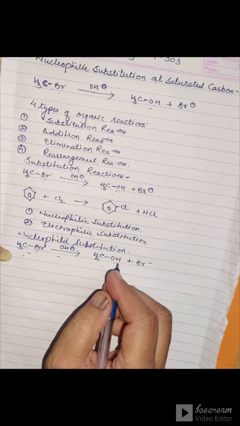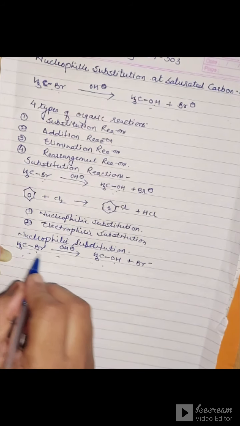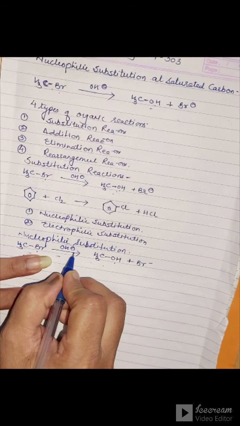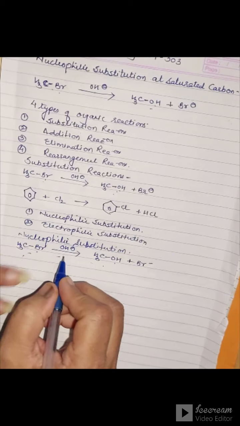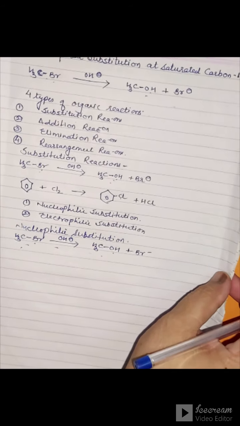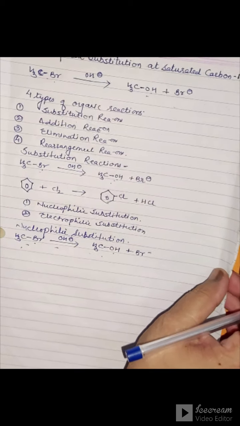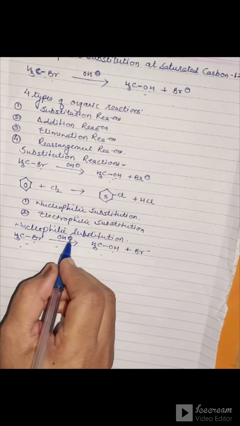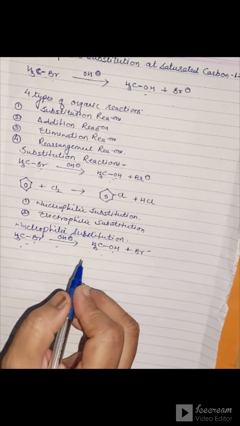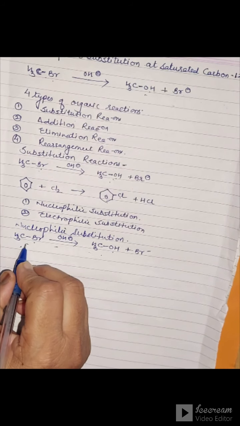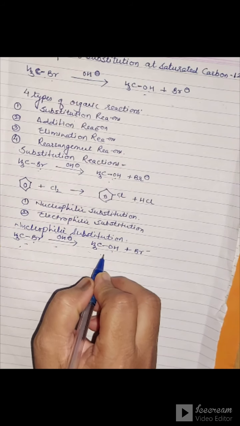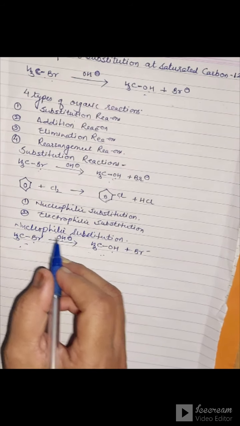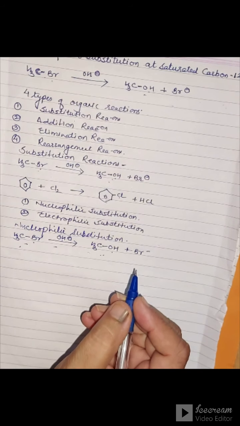And why is this called nucleophilic substitution? Because in this reaction the attacking species is OH negative. That is, this OH negative is nucleophilic. Nucleophilic means nucleus loving, that is positive charge loving. This OH negative has a negative charge, and it will attack on this substrate and gives a product. That is, the attacking species is nucleophilic in nature. Therefore these reactions are called nucleophilic substitution reactions.